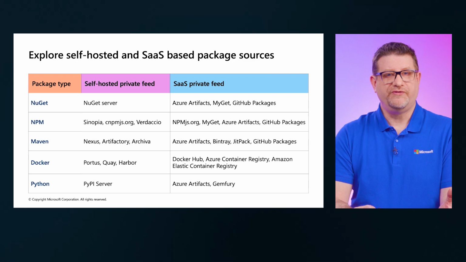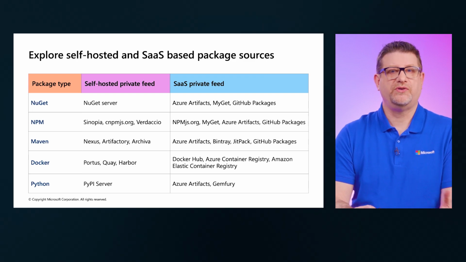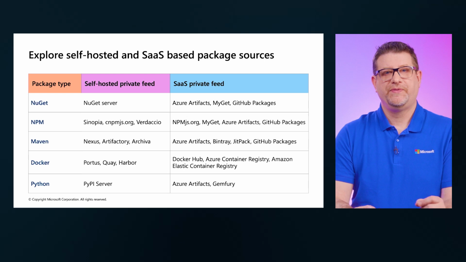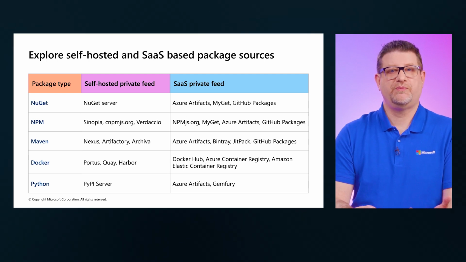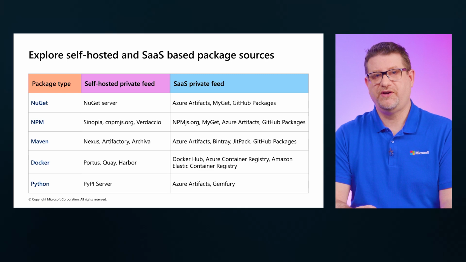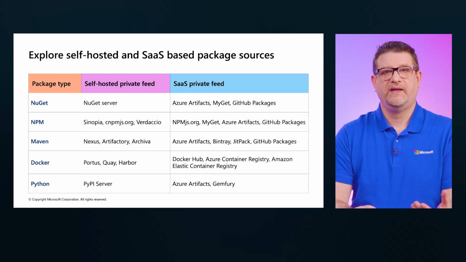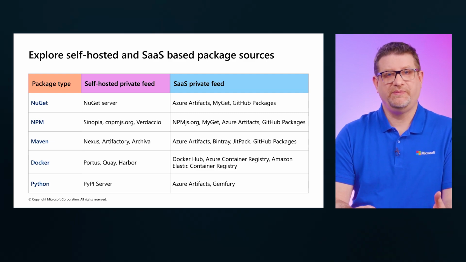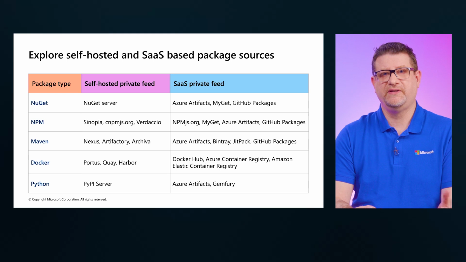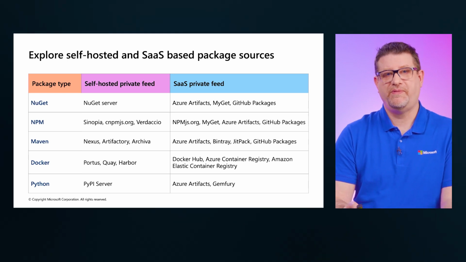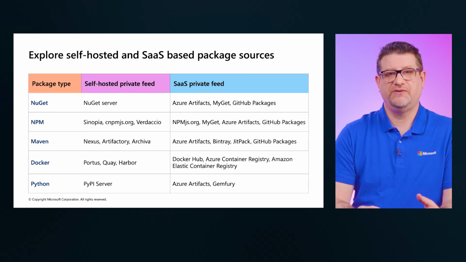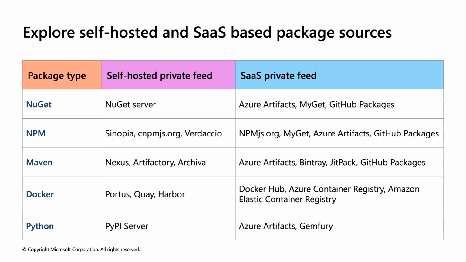So our software teams often need to store and share a package, the bundle of code and resources across our projects. There are two main ways to do this. We have self-hosted private feeds and software as a service private feeds. Self-hosted feeds are managed on our own servers. It gives us full control over security and customization. So for example, I can install a NuGet server for .NET, Sinopia or Verdaccio for npm, Nexus or Artifactory for Maven, Portus or Harbor for Docker, and PyPI server for Python. These are all self-hosted solutions. These are ideal when we need strict control over our environment or we want to keep everything in-house.